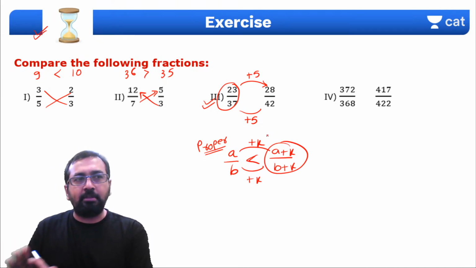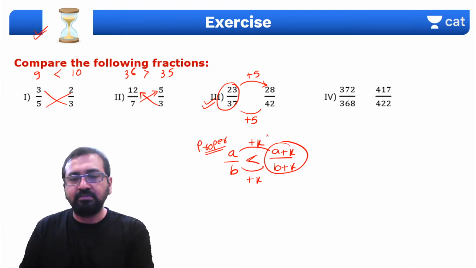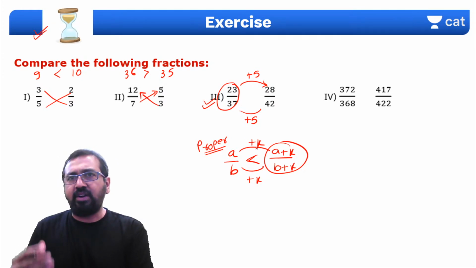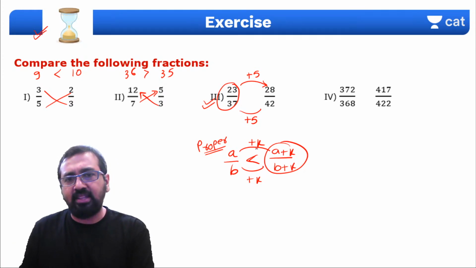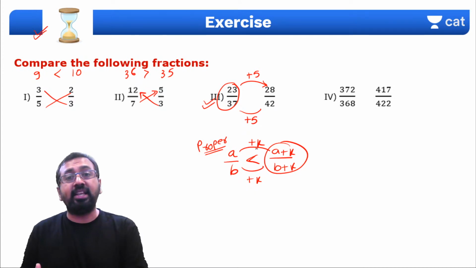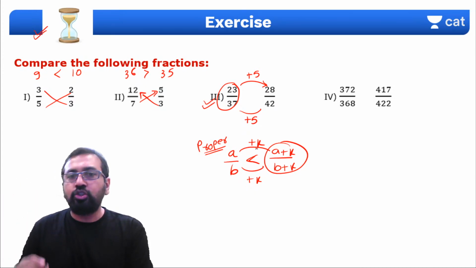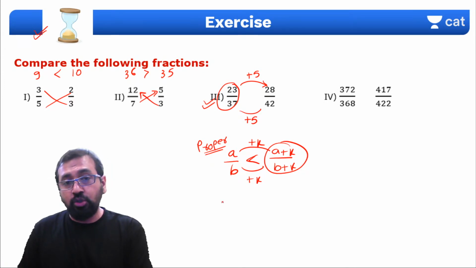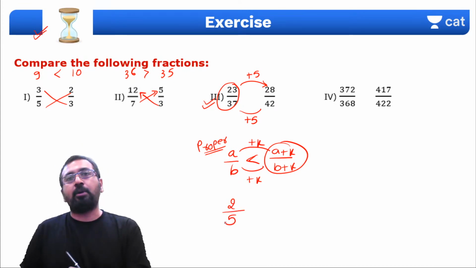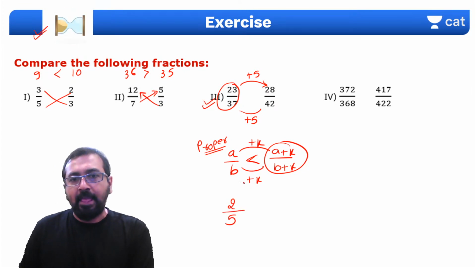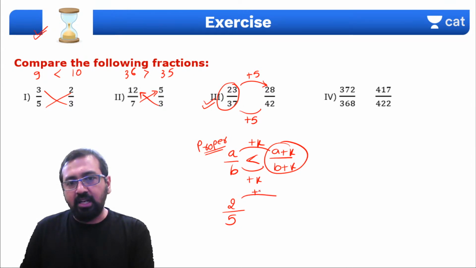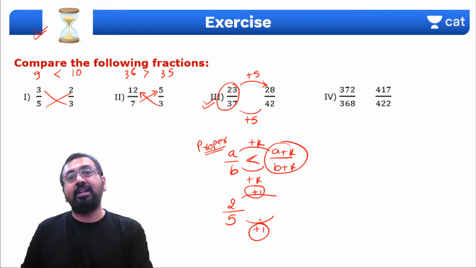Now I'm sure many of you are wondering why it is so. Why does it happen that when we add a constant positive quantity to both numerator and denominator, the resultant fraction is greater? Let me take one example. In fact, we can use percentages here. Let's understand this concept through percentages. First, let me take a proper fraction, 2 by 5, and add 1 as a constant positive quantity to both numerator and denominator.